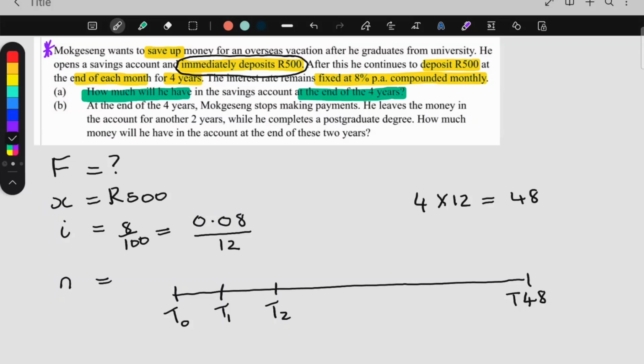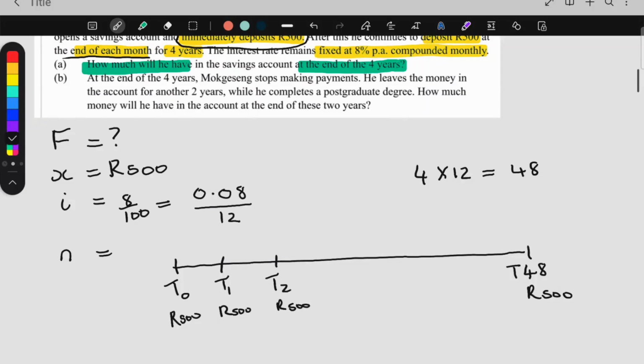Okay, now when he opened the savings account, it says he immediately deposits 500 Rand. So when they say immediately, your T0 has an amount. So he opens and puts that money in. And then it says at the end of each month, he continues. So after the first month, he puts in another 500. And then his last payment is at the end of the investment period. So the number of payments is 48, because there's 48 months, plus this immediate payment. So the number of payments is 48 plus 1. You will be making 49 payments.